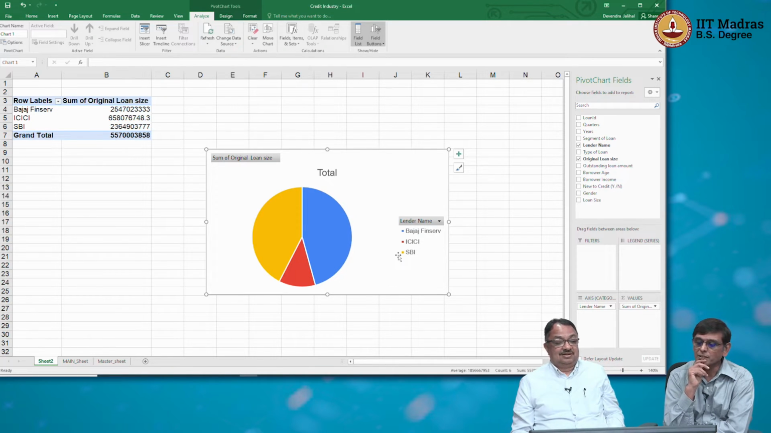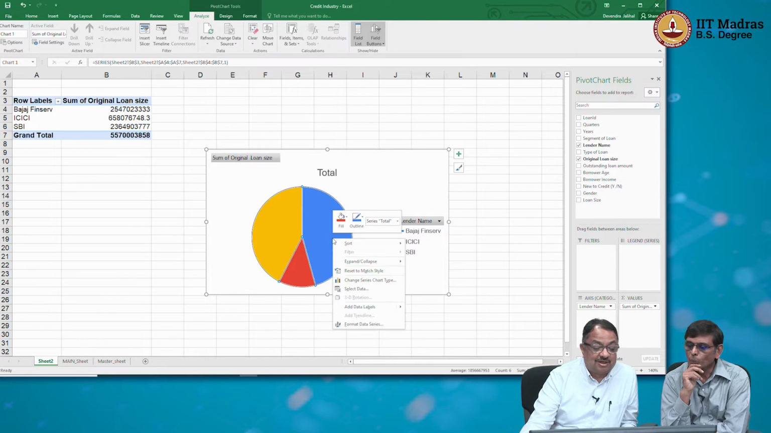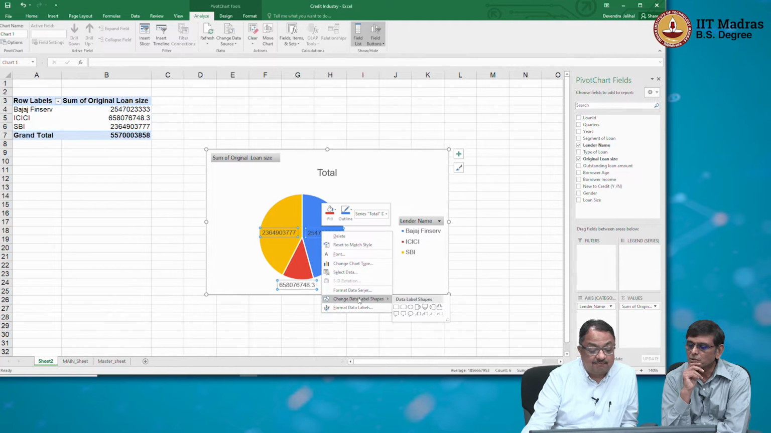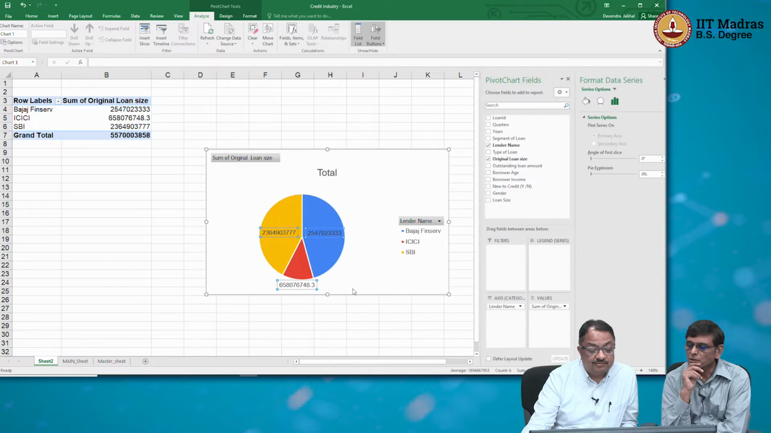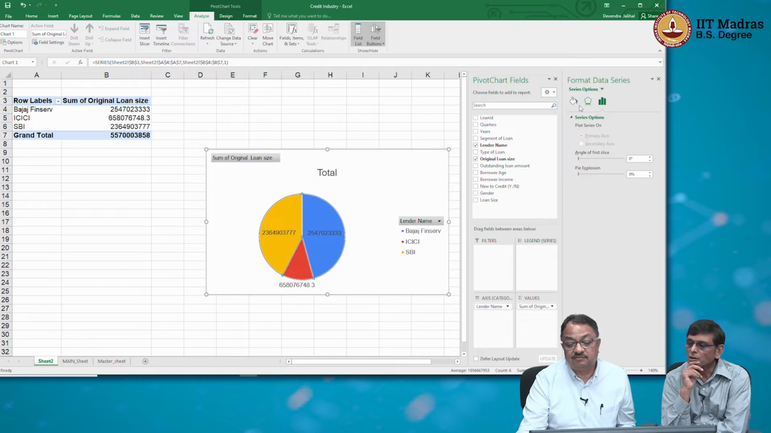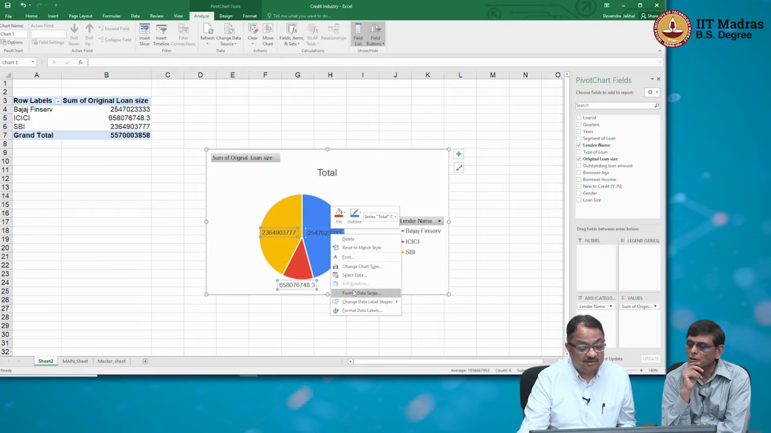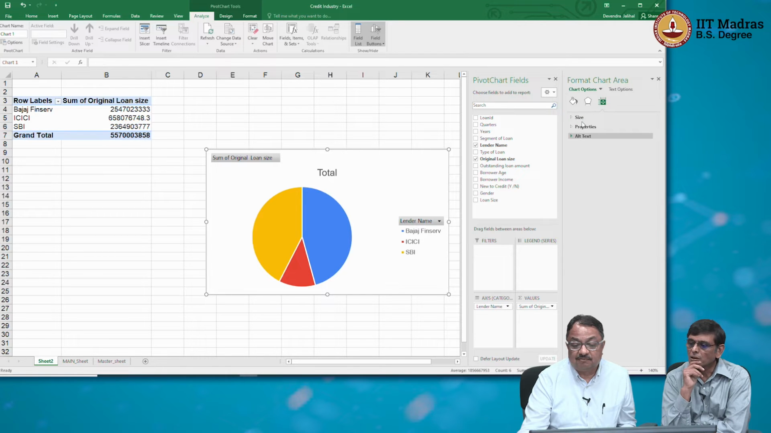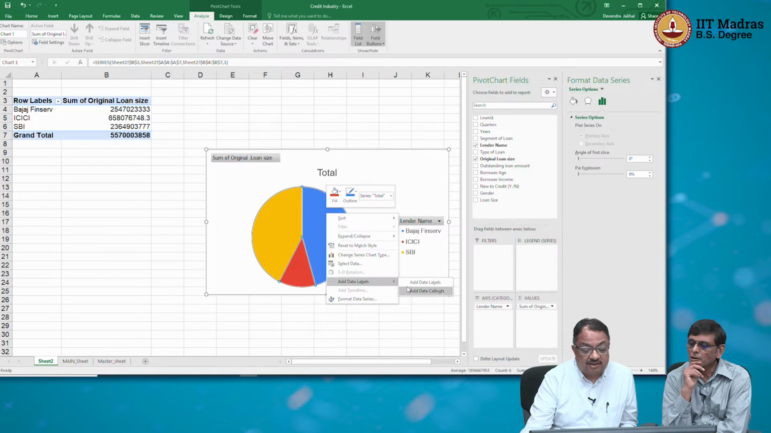Original size. So again, let me format this. Add data labels, percentage. Not format data series. I wanted to change format data labels. Sorry, add data labels.